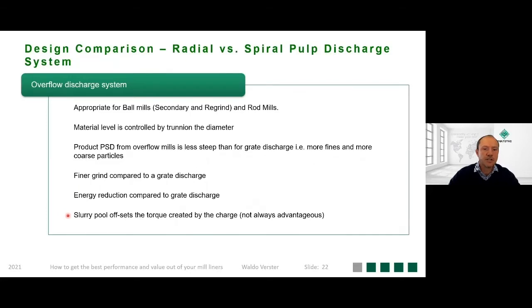Not always an advantage, as I explained. The slurry pool, although it offsets the torque requirements in the mill, and that will reduce the power draw, can also reduce your impact grinding happening in that overflow mill with a negative effect on throughput as well as grind.